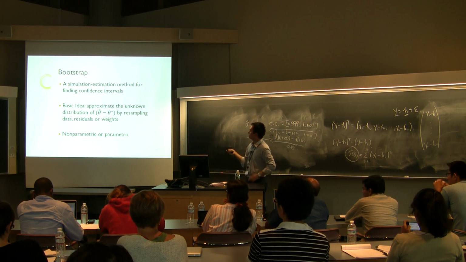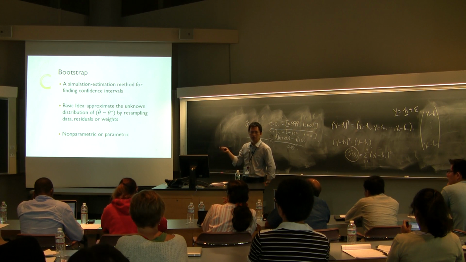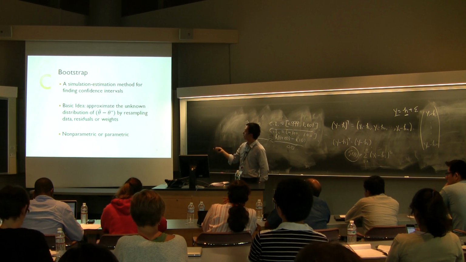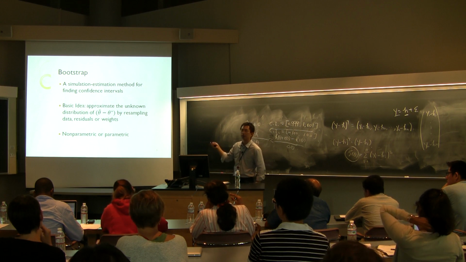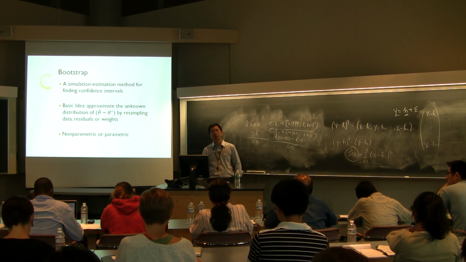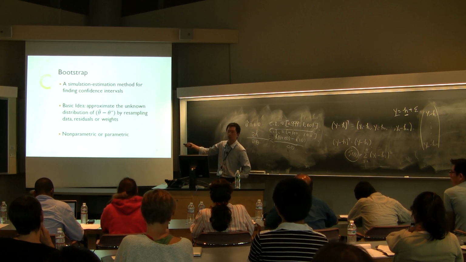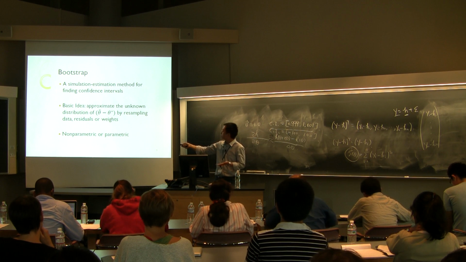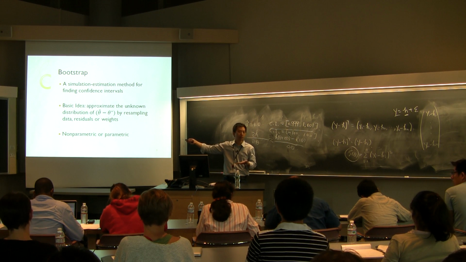The basic idea here is that we approximate the unknown distribution of the difference. Remember, this one is a random variable. You approximate the distribution of this random variable by resampling either the data, or the residuals, or weights. I can explain each term later. In general, the Bootstrap method can be nonparametric or parametric. Nonparametric means we do not make an assumption about this distribution. For example, I'm not assuming this distribution is normal. When I say it's a parametric bootstrap, I assume this distribution is normal, or gamma, whatever.